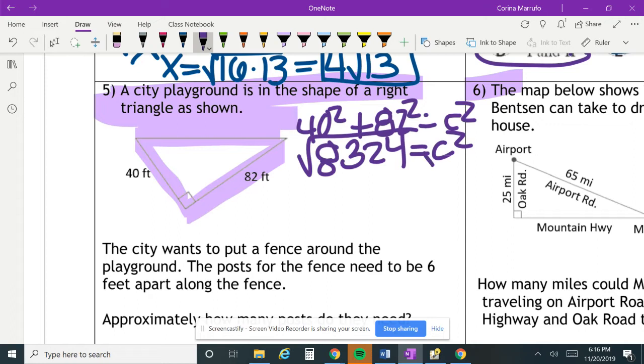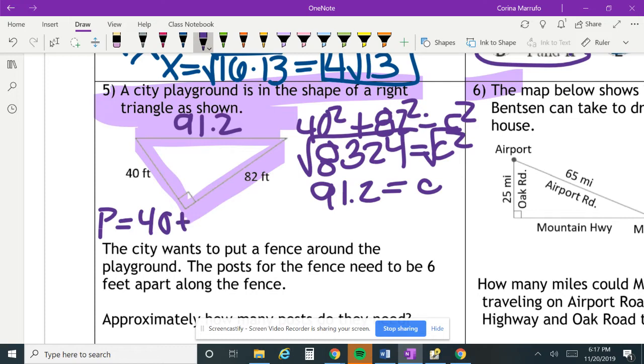And then our last step to solve for C is we take the square root. So the square root of 8,324 gives us 91.2. So that means this is 91.2. So the perimeter all the way around is going to be 40 plus 91.2 plus 82, plus 40, that gives us 213.2.